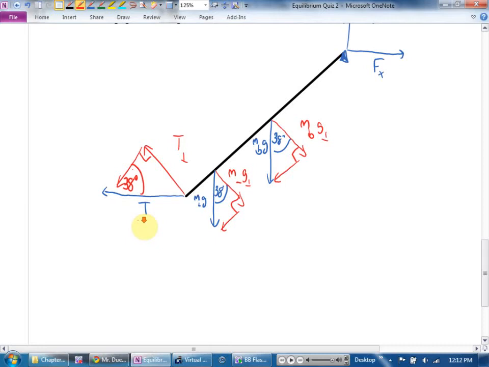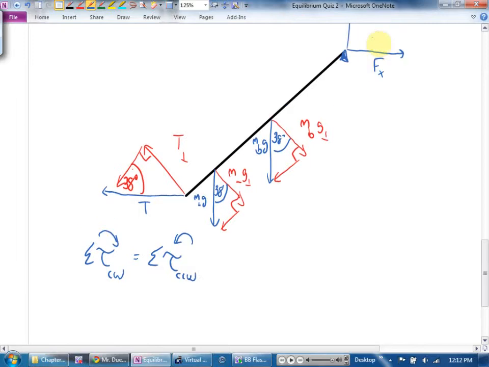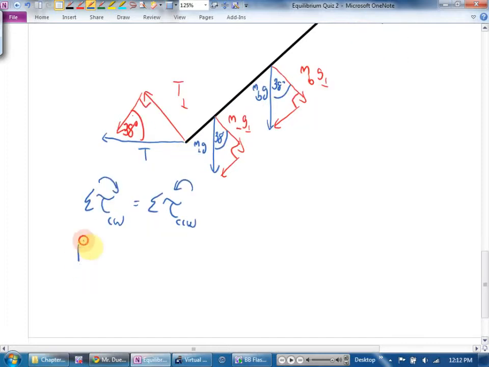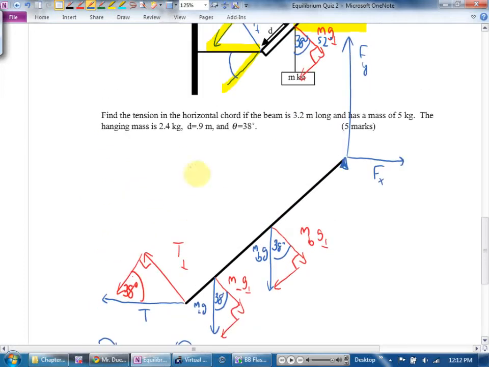Now I was ready to do the torques. The sum of all the torques clockwise in this direction equals the sum of all the torques counterclockwise in this direction. Here's my pivot, kind of unusual. What would cause the pivot to spin clockwise? The only thing, tension. Tension perpendicular times its distance from the pivot. It's the whole length of the beam from the pivot, 3.2.